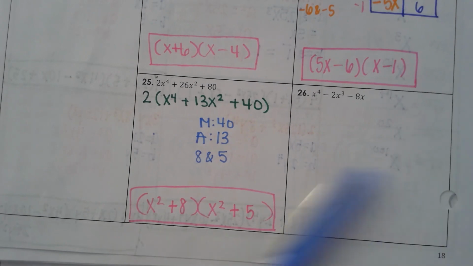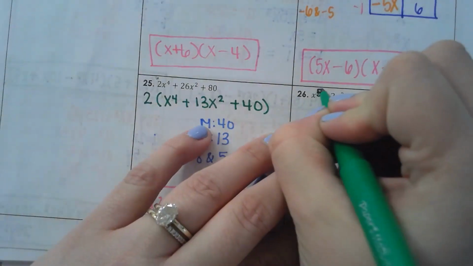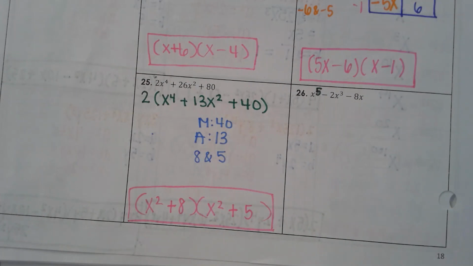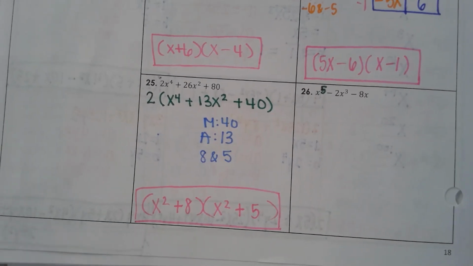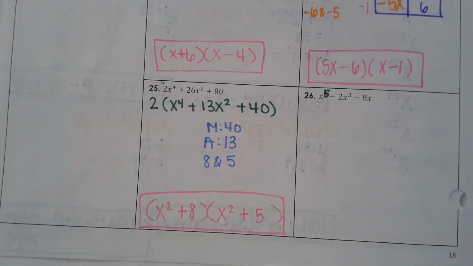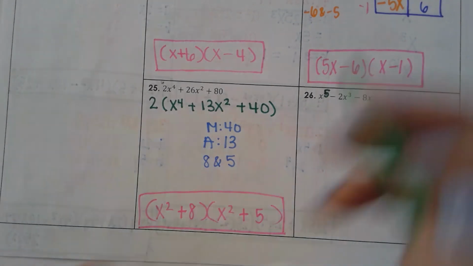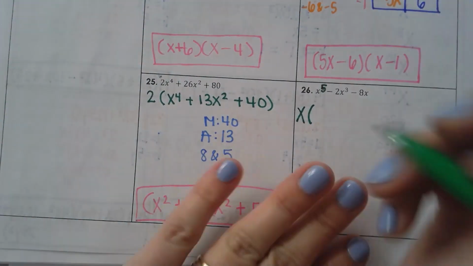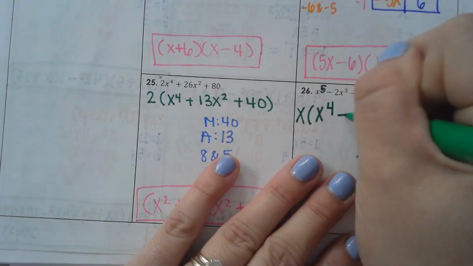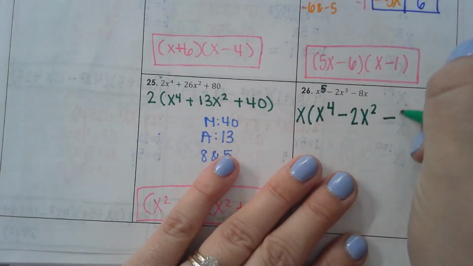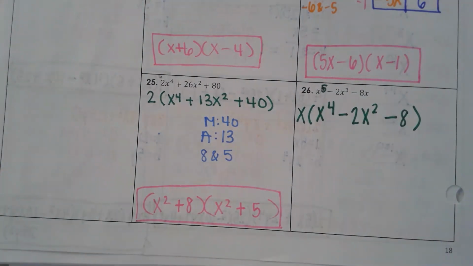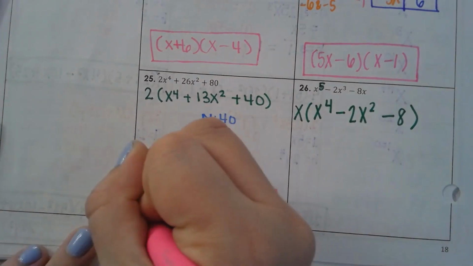Now this last one, this should be x to the 5th. Is there a GCF? Is there anything they all three have in common? They all have an x. So if I take out an x, I'm left with x to the 4th minus 2x squared minus 8. Oh, this last one I didn't include the 2.